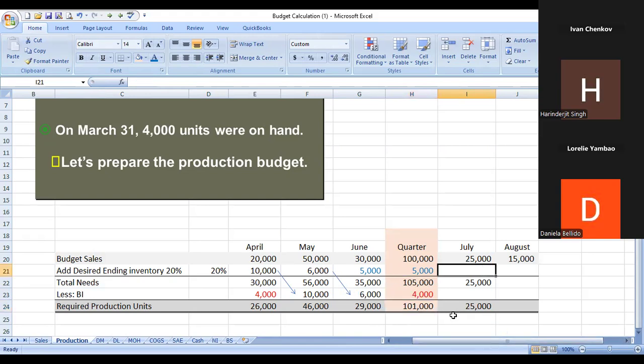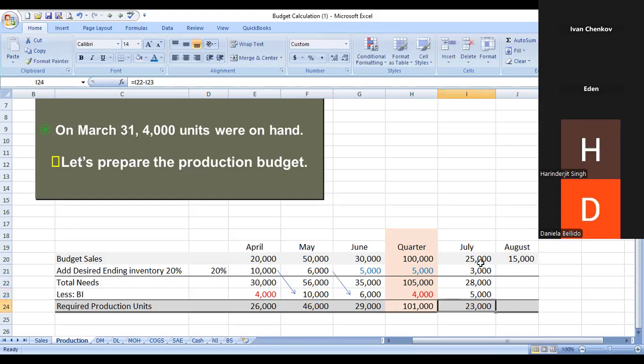How about in July? In July, we need to have 25,000, correct? Plus, we want to have 20% of the next quarter, which is August, correct? Times 20%. So we need to have in total 28,000. But we already have 5,000. So in July, we need to produce only 23,000.